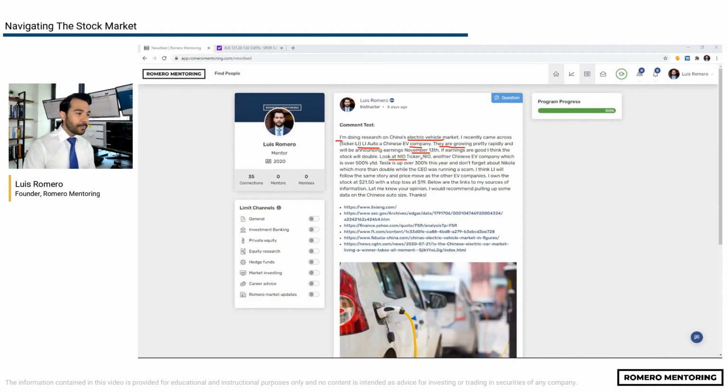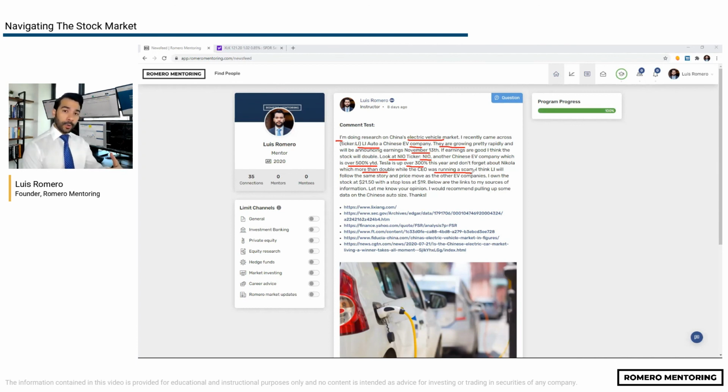Look at NIO, ticker symbol NIO, another Chinese electric vehicle company, which is over 100% year to date. In other words, they were up over 100% year to date. Tesla is up over 300% this year. And don't forget about Nikolai, which more than doubled while the CEO was running some fraudulent operation where some of the press releases that they issued were actually not factually true. So they were construing and giving misinformation to the investment community.